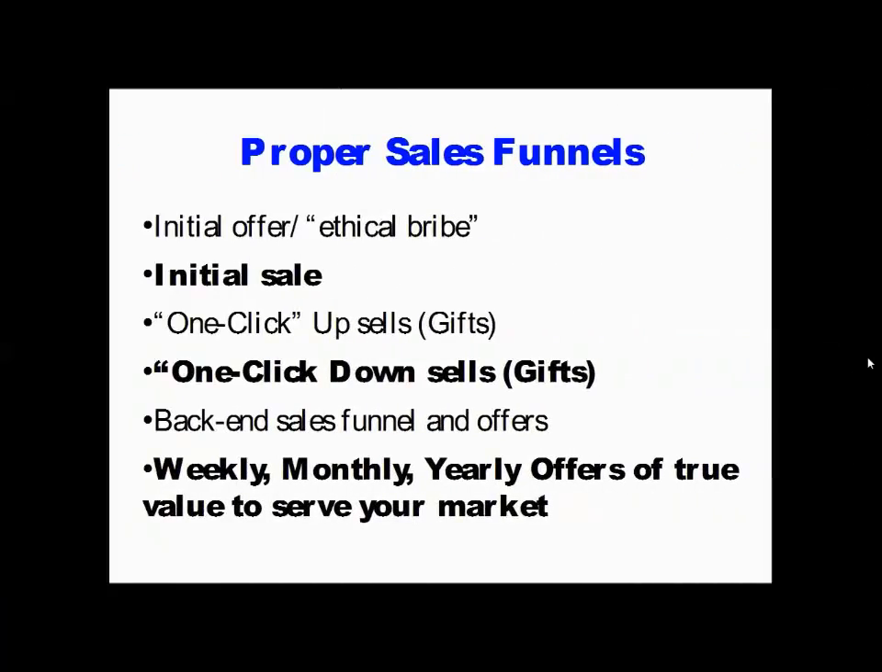So a proper sales funnel is going to include an initial offer, an ethical bribe. And what I mean by that is that if you had an ebook with really, really huge amounts of value in it that would serve your marketplace, and you want to give that ebook away in exchange for an email and their first name, you would give them an initial offer, or what we call oftentimes an ethical bribe, right? If you give me your name and email address, I'll give you this.